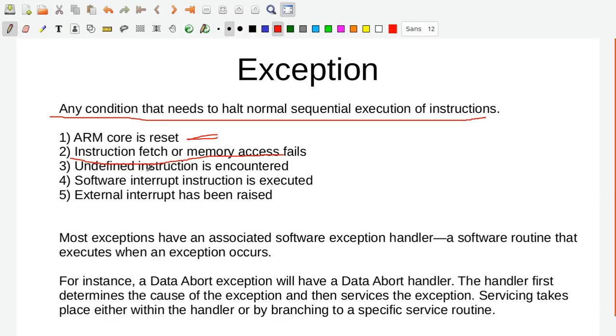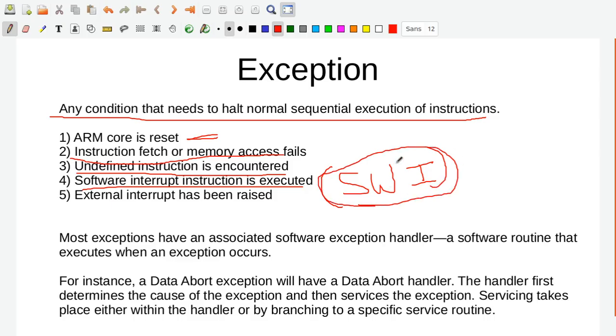So what are those conditions? First, an undefined instruction is encountered, something which is not understood by the processor. Or a software interrupt instruction is executed, that is SWI. The software interrupt instruction is within the program itself. The programmer writes this software interrupt instruction for a certain action to be done. If that instruction is executed, how do you want to progress with handling the exception?